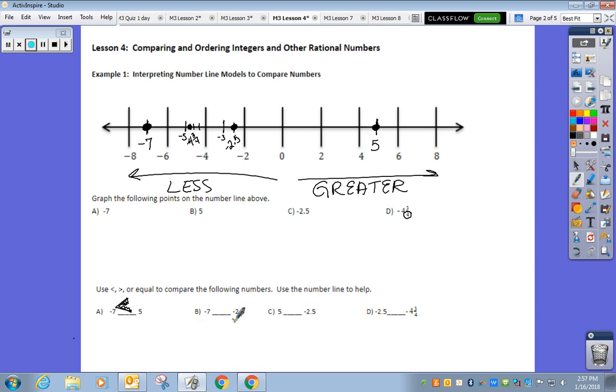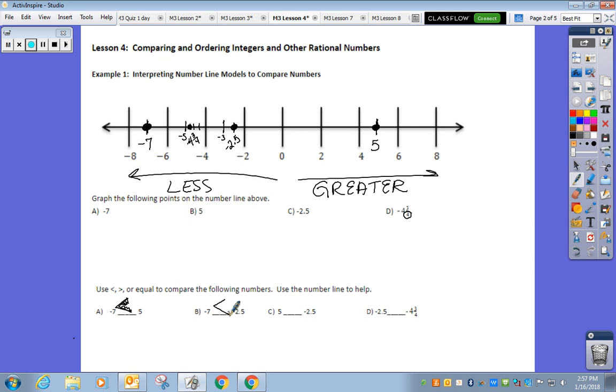It's two negative numbers. So again, you can use your number line to determine if -7 is less than, greater than, or equal to -2.5 by looking at if it's to the left or right of the number. So -7 is here, -2.5 is here. So -7 is to the left, which means it's less than -2.5.